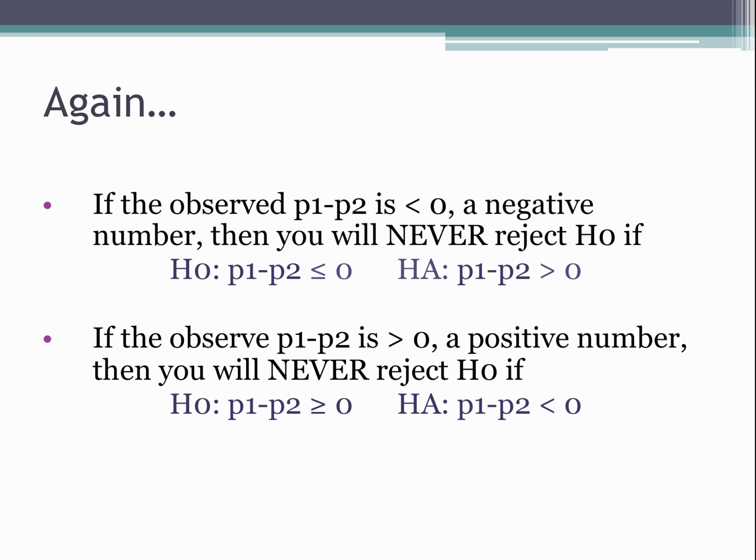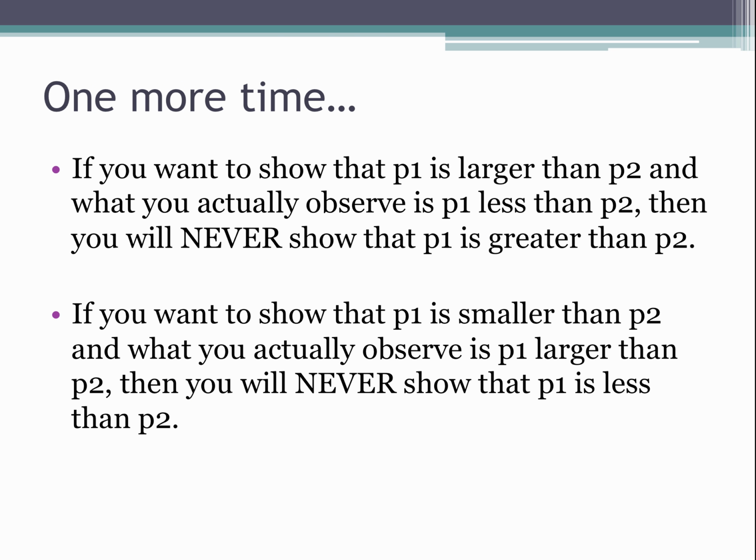And again, just a reminder, if you observe P1 minus P2 is less than 0, a negative number, you will never reject testing it to be greater than 0, or if the converse is what you're looking at. So if you observe something to be larger than something else, you will never show the alternative of it being smaller than. If you want to show P1 is larger than P2 and what you actually observe is P1 less than P2, you will have a large p-value. You will never show that.